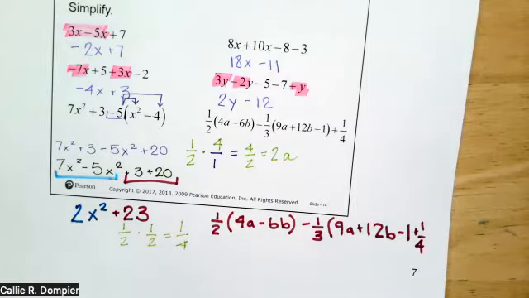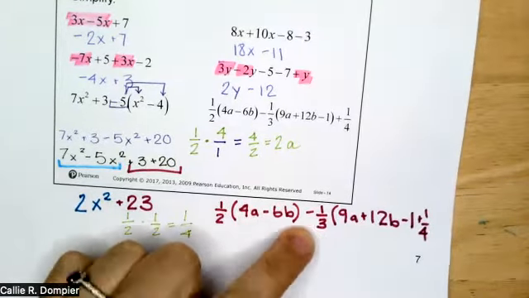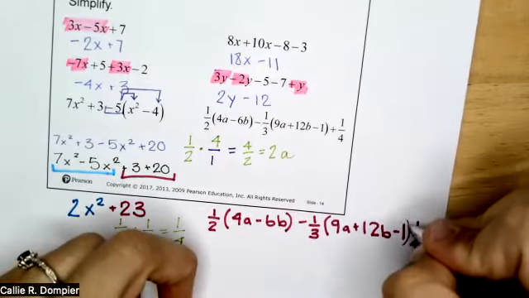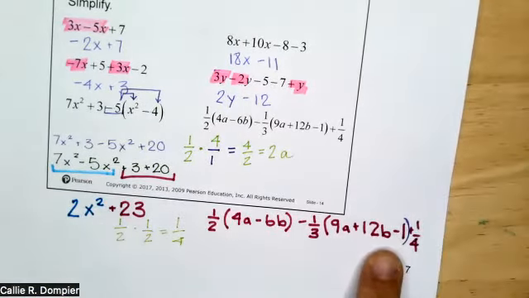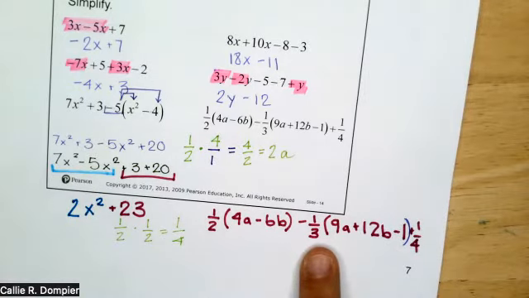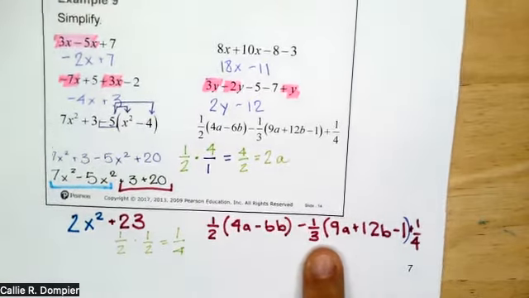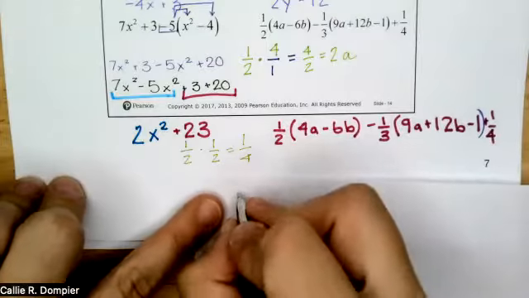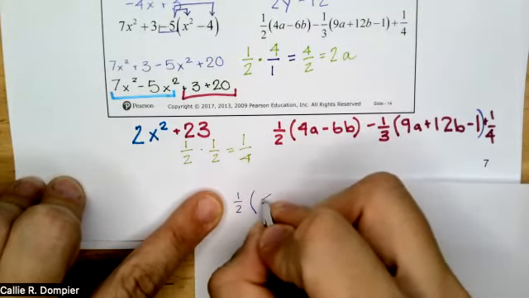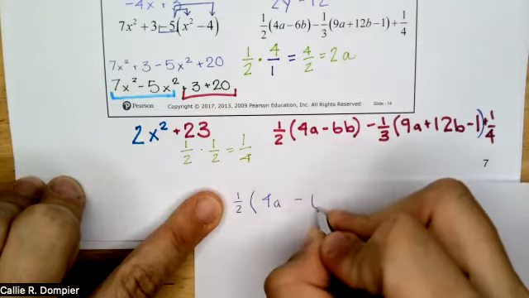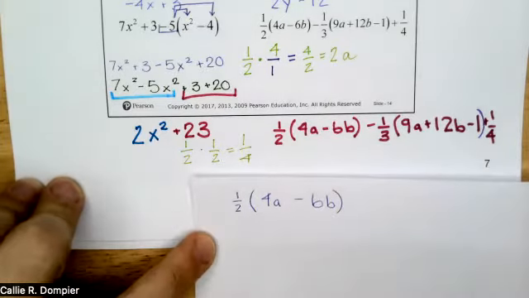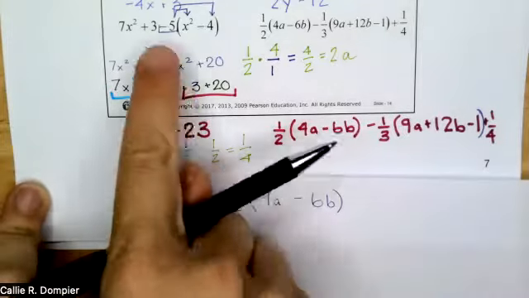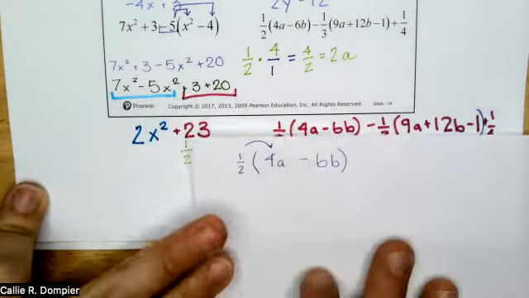Okay, so the main question that would come up right now is what do you do about fractions, right? When you have to use the distributive property and you're distributing a fraction? Well, we did review how to multiply fractions. So I'm just going to take that 1/2 and I'm going to multiply 1/2 by 4a, and I'm going to multiply 1/2 by negative 6b, right? So just like I distributed the negative 5 here, I'm going to distribute the 1/2.